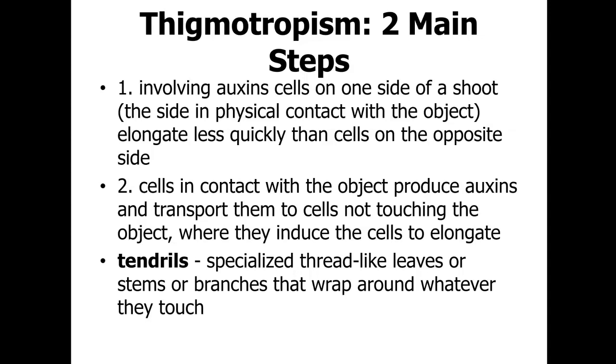This can create tendrils, and those are going to be like specialized thread-like leaves or stems or even branches that can wrap around whatever they touch.